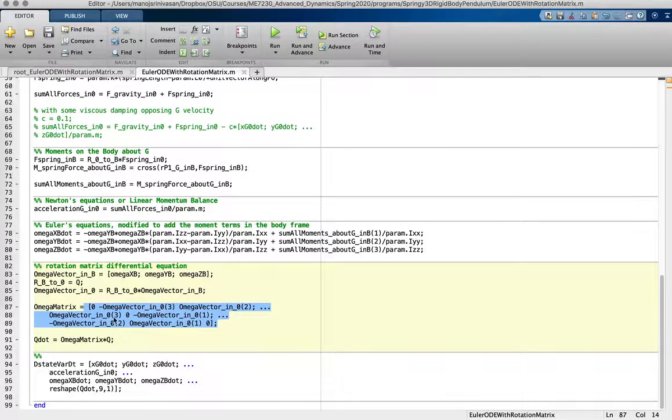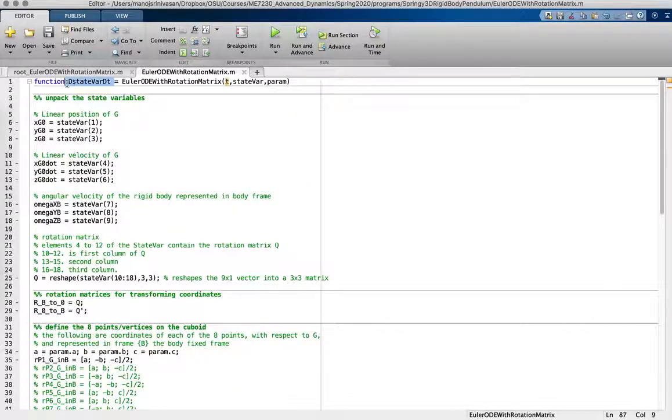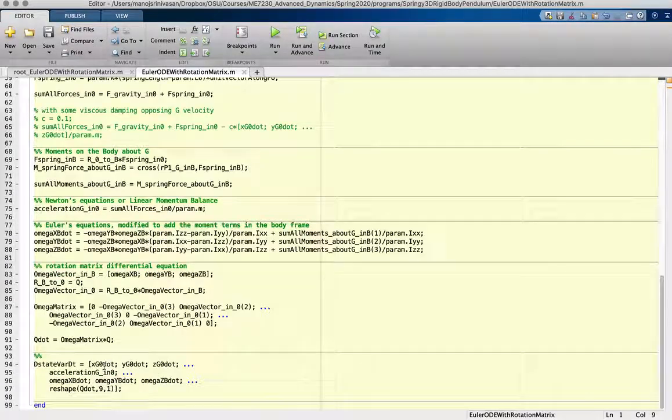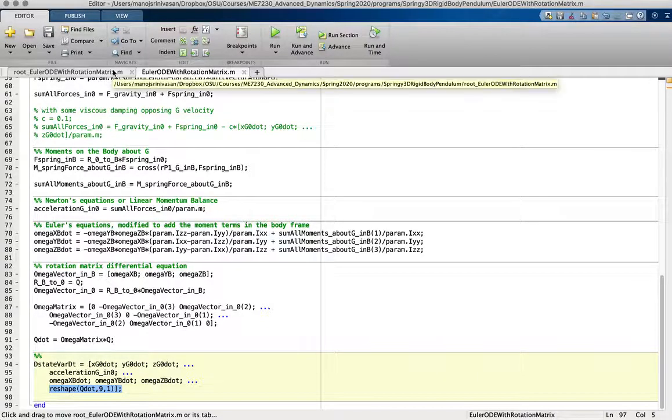We then assemble the d state var by dt. In other words, the rate of change of all these variables here. So this is the velocity, which is the rate of change of position. This is the acceleration, which is the rate of change of velocity. This is the omega dots, which is the rate of change of the omegas. And then this is the q dots, which is the rate of change of the q's. Okay, so that's it. That was the ODE file.